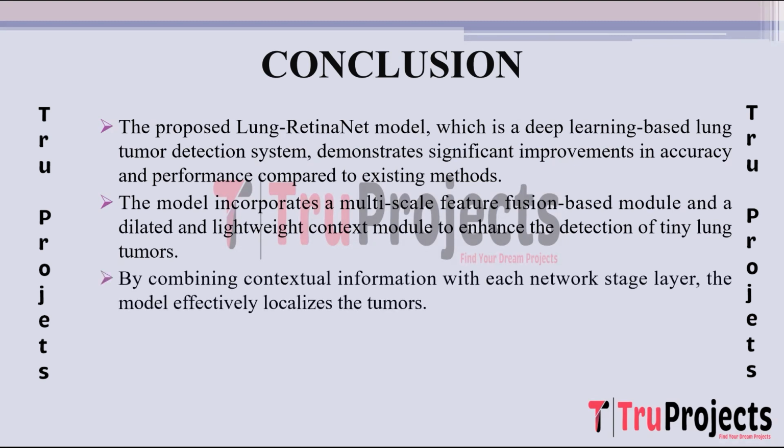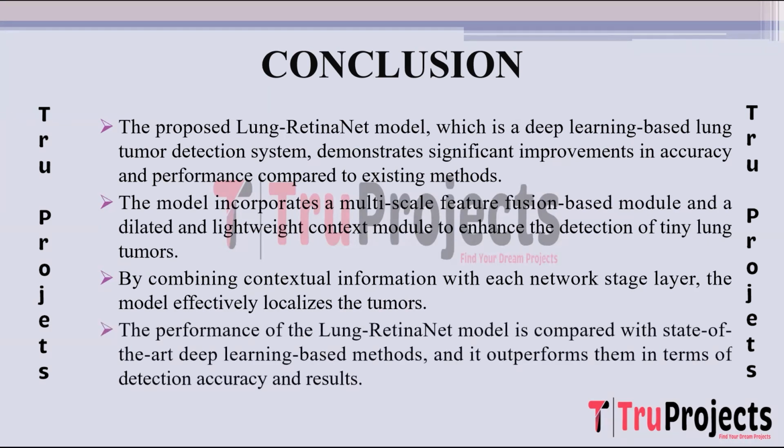By integrating contextual information at each layer of the neural network, the model becomes adept at precisely localizing tumors within the lung images. This contextual understanding allows the model not only to detect tumors but also to provide accurate information regarding their positions within the images.